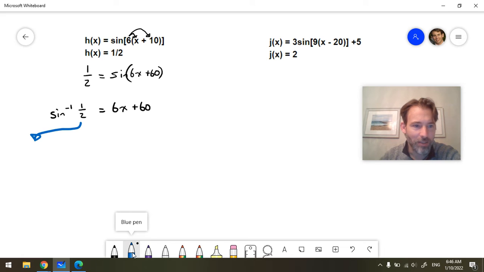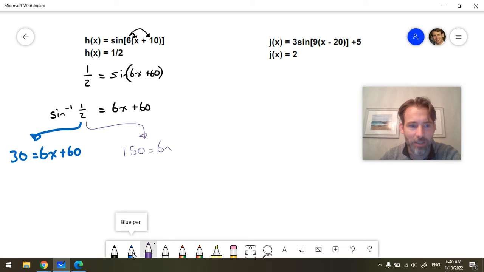I like to do them next to one another in two different colors. Here's one of them: 30 equals 6x plus 60. And then the other one is over here, 150 equals 6x plus 60. We solve both of these equations. For this one, subtract 60 from both sides. This gives us negative 30, so negative 30 equals 6x. Divide both sides by 6 to get negative 5 equals x.